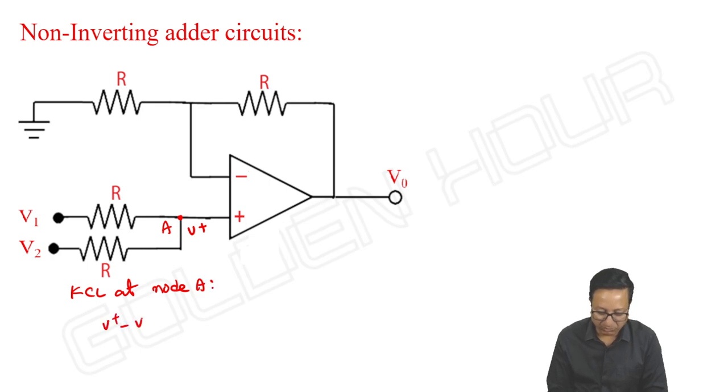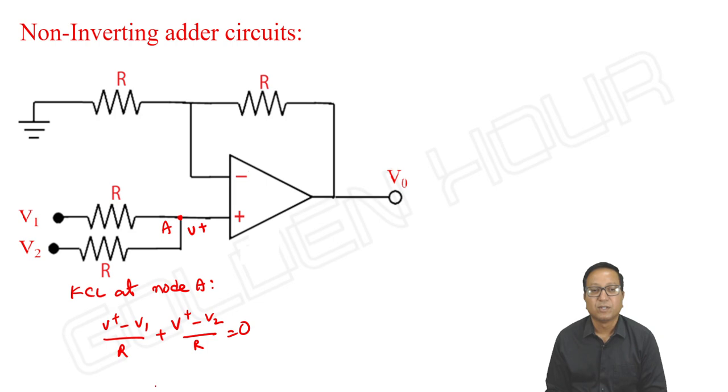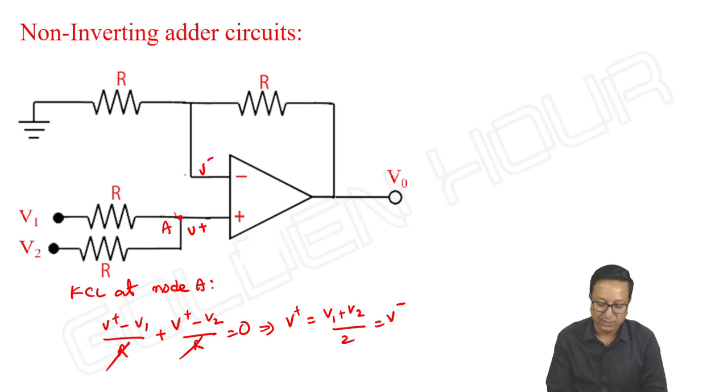(V+ − V1)/R + (V+ − V2)/R = 0. So what is V+? R and R cancel, so V+ = (V1 + V2)/2, which is equal to V− due to the virtual short. And once I know the voltage here or here, what is the output?